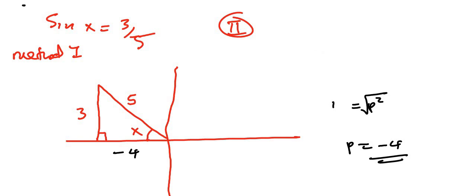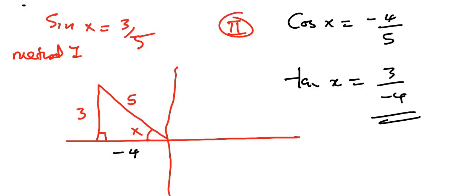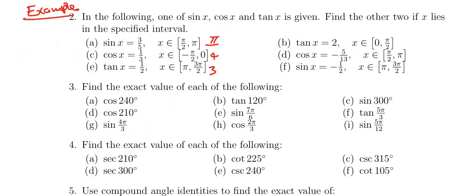Once you are done getting this, you can find anything that is missing. Because they've given us sine, we're looking for cos and tan. That's what the question is saying. One of the following is given: sine, cos, or tan. So you need to use what you are given to get the other missing 2. The other missing 2 is going to be cos x. Cos x is just going to be adjacent over hypotenuse. Then your tan x is equal to 3 over negative 4. So this is what was missing. This is how we answer question 2a.